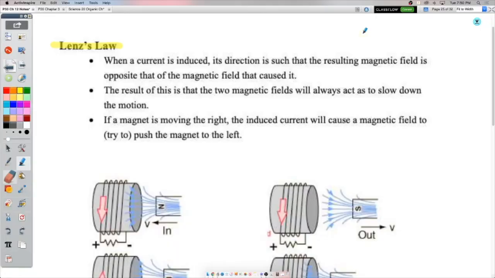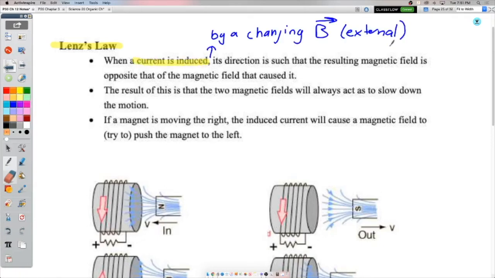So let's just come back to this a bit. Think about, okay, great. So an induced current will always be in the direction so that its resulting magnetic field resists the initial change in magnetic field, right? That's what it's saying here. When a current is induced by a magnetic field, its direction is such that the resulting magnetic field, the one induced by the current, is opposite of that of the magnetic field that caused it, or at least opposes the change. So the result of this is that the magnetic field will always act to slow down the motion, never speed it up. Remember, if it sped it up, you would violate the law of conservation of energy. You'd be getting more out than you put in.